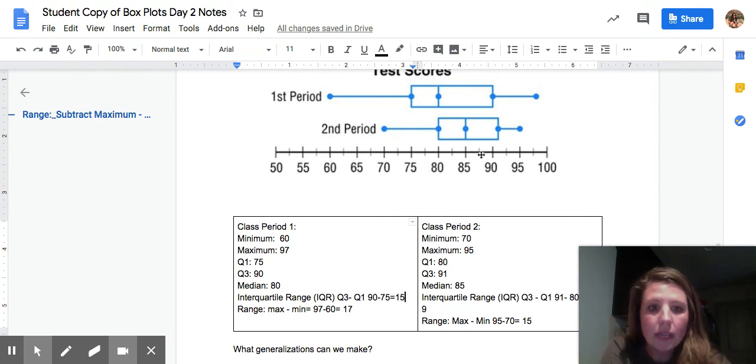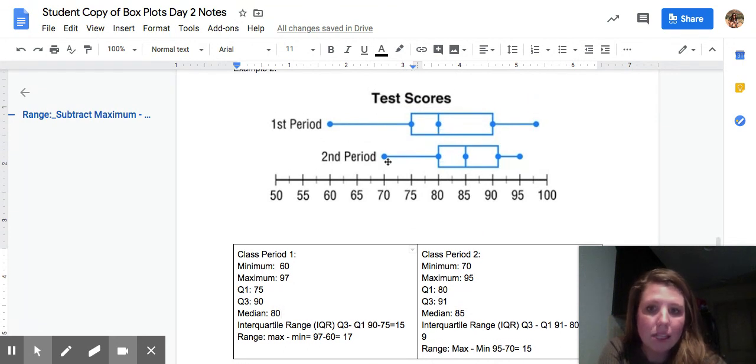So you can quickly see just by looking at these different generalizations that you can make about this. You can also look at things such as the median. So the median score, the middle score for second period, looks to be higher than the first period, which if we look, yes, we have an 85 versus an 80. So those are all generalizations that you have to be able to make about box plots when you're given 2.